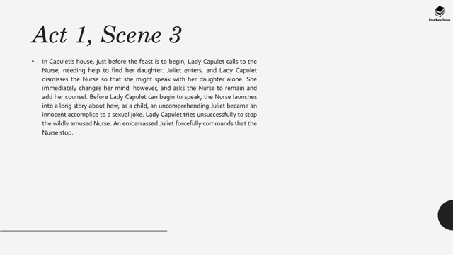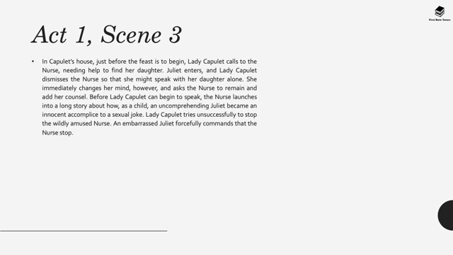In Act 1, Scene 3, in Capulet's house, just before the feast begins, Lady Capulet calls the nurse to help find her daughter Juliet. Juliet then enters and Lady Capulet dismisses the nurse so that she could speak with her. She immediately changes her mind and asks the nurse to remain, however.